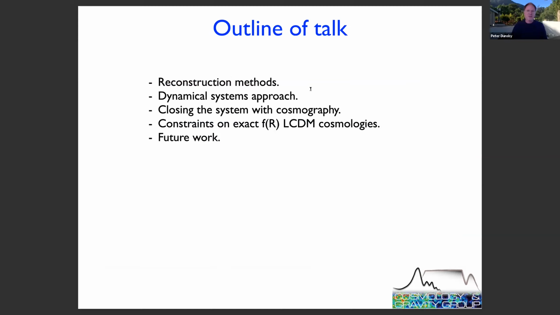So the outline is roughly as follows. I'll talk first about a range of methods that have been used over the last few years to try to reconstruct the theories of F(R) gravity based on a prescribed expansion history. These are largely the reconstruction methods, very well known, and also maybe less well known dynamical systems methods, which are somewhat more general for dealing with such situations. And then, as I'll explain, the problem with this approach is trying to close the dynamical system. So I will propose a way of doing this using cosmography. And then I'll use this to discuss some constraints on exact F of R lambda CDM models and mention some future work.